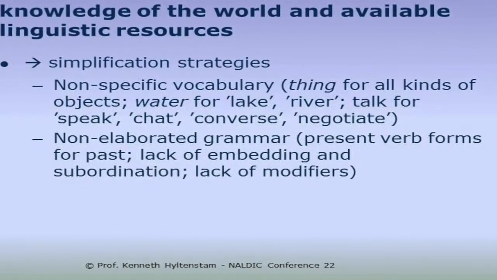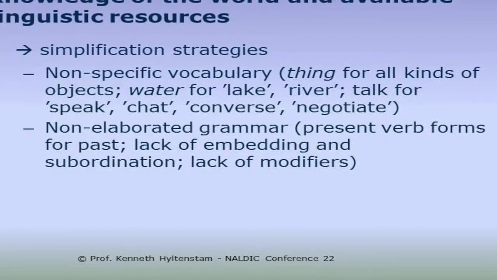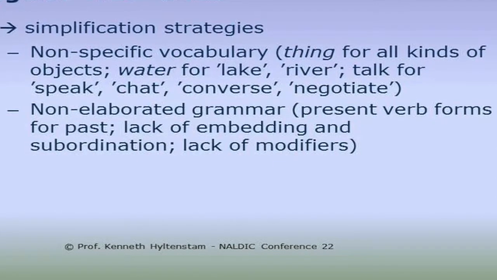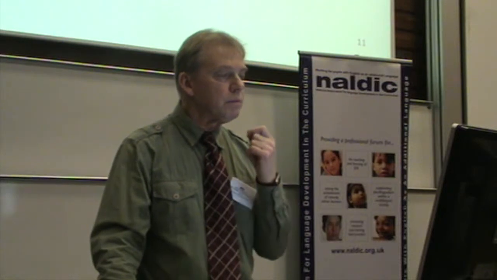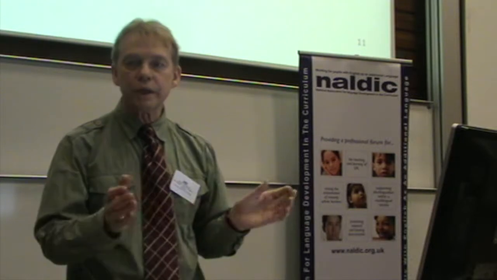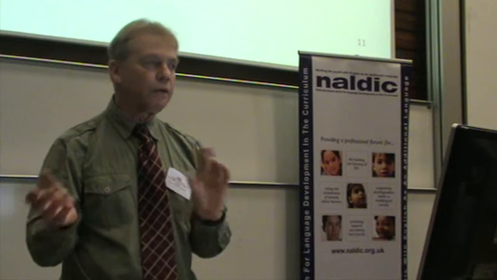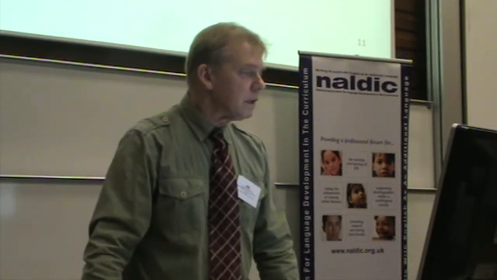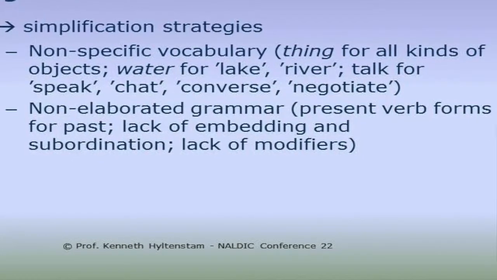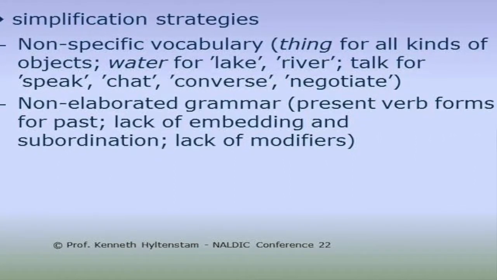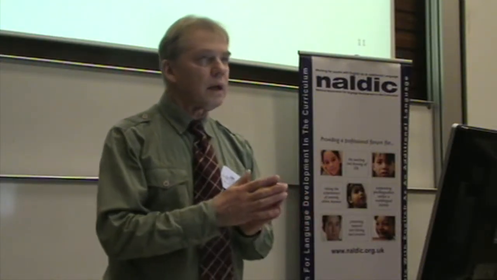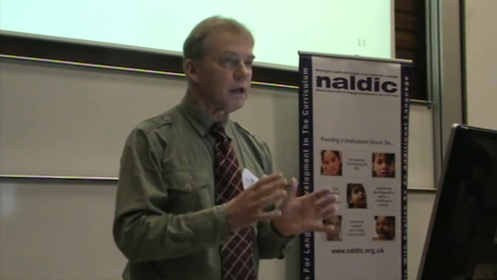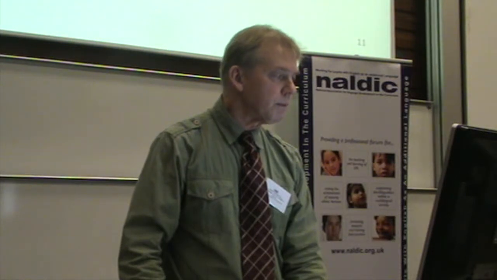So what you use is such things as non-specific vocabulary. You don't know the precise words, so you use thing for many different objects. You might use water for things like lake, river. You would use talk for things like speak, chat, converse, negotiate. You wouldn't have that large variability and flexibility in your vocabulary, so you would rather use something less specific. And in the same way, you would use non-elaborated grammar: present verb forms for past, for example, lack of embedding and subordination, lack of modifiers, and so on. So you would try to convey the information, or to talk about what you want to talk about, with a less developed system. So that would be what simplification strategies are.